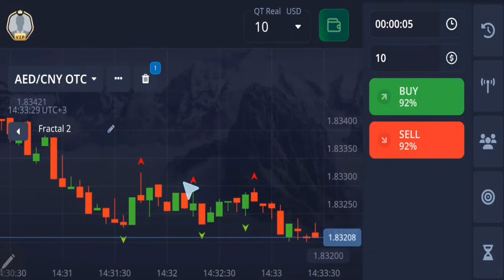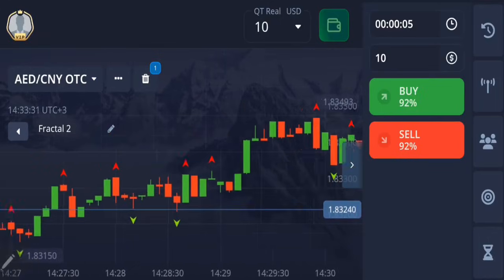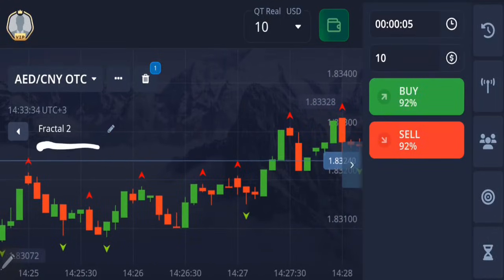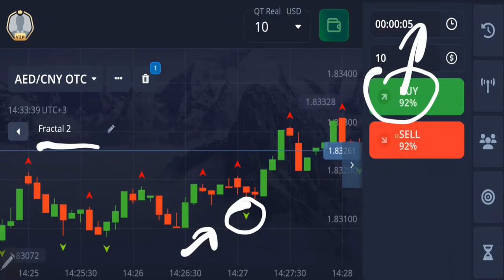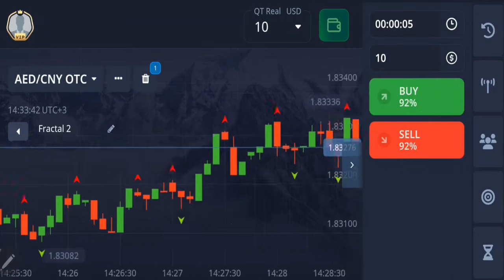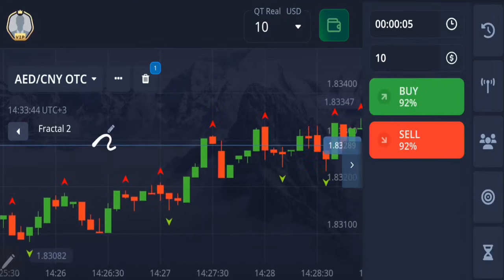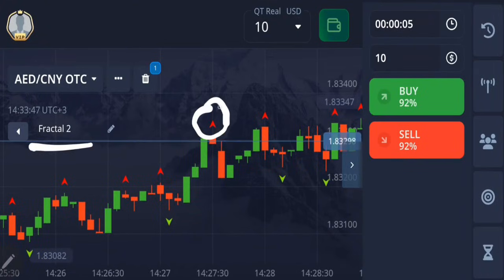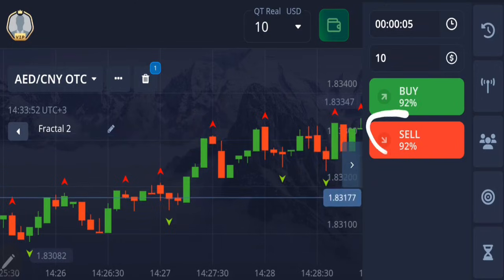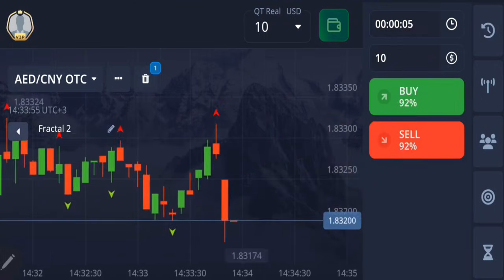Now let me explain how the strategy actually works, and I'll show you how to work with this fractal indicator. Now take a closer look at the chart. When there's a green arrow on fractal indicator, like this, we need to buy a call option. In other words, we press this green buy button. And there's also an opposite situation. When there's a red arrow on fractal, we should buy a put option. In other words, we press this red sell button. There it is. As you can see, that's about it. No big deal at all.